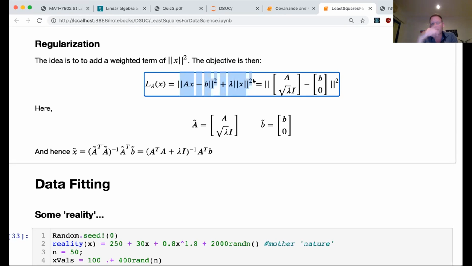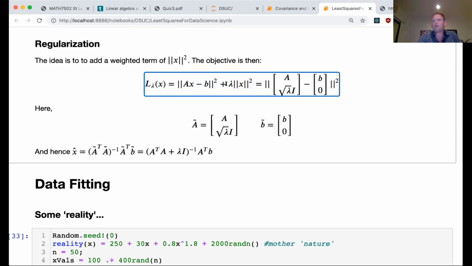Now there's more to this theory, and you might see this when you do the course 7202. It's not clear, but lambda here is also a Lagrange multiplier, if you've heard of Lagrange multipliers. It has to do with the fact that you're basically constraining the problem so that the L2 norm of x is not too big.